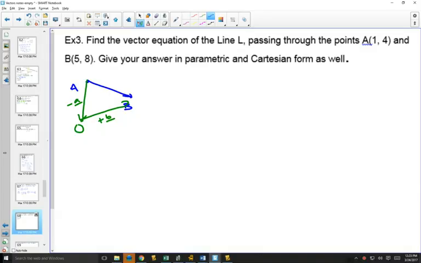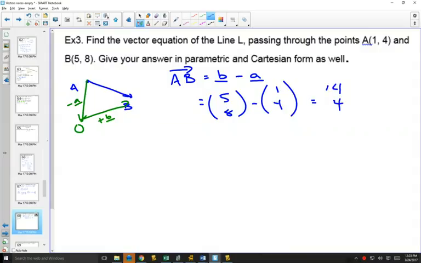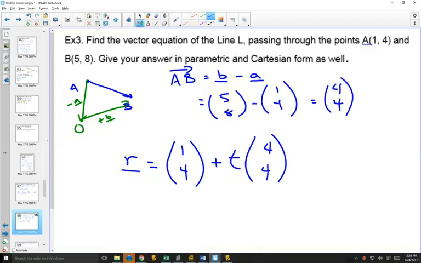As you get better at these, you'll be able to just directly say that AB is equal to B minus A. And if I know that B is (5, 8) minus A, which is (1, 4), I'm going to get my direction vector to be (4, 4). So now what is my vector equation of my line? I could choose either (1, 4) or (5, 8). It doesn't matter which of those two you put here, because that's any point on the line. Plus t, and our direction vector is (4, 4).